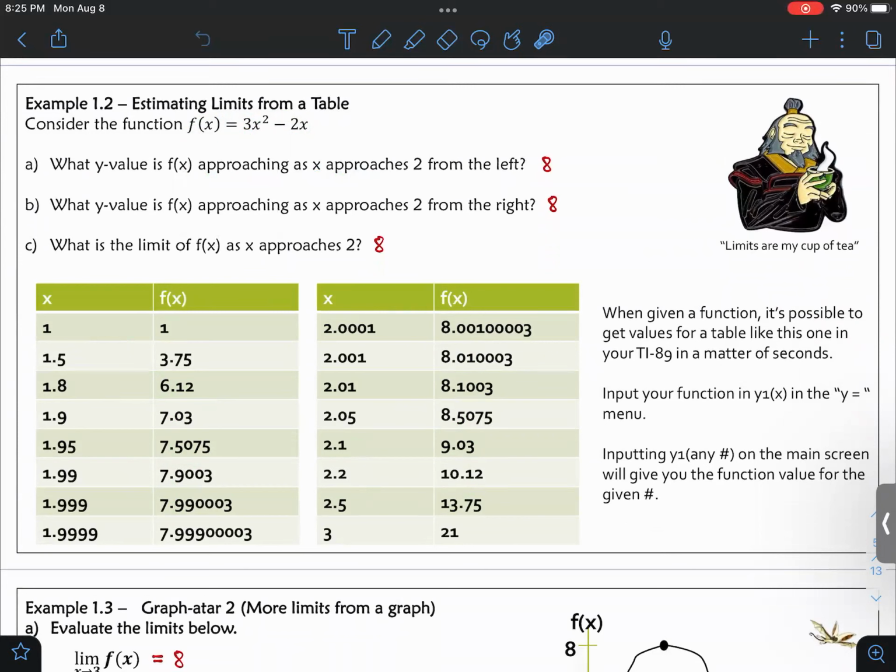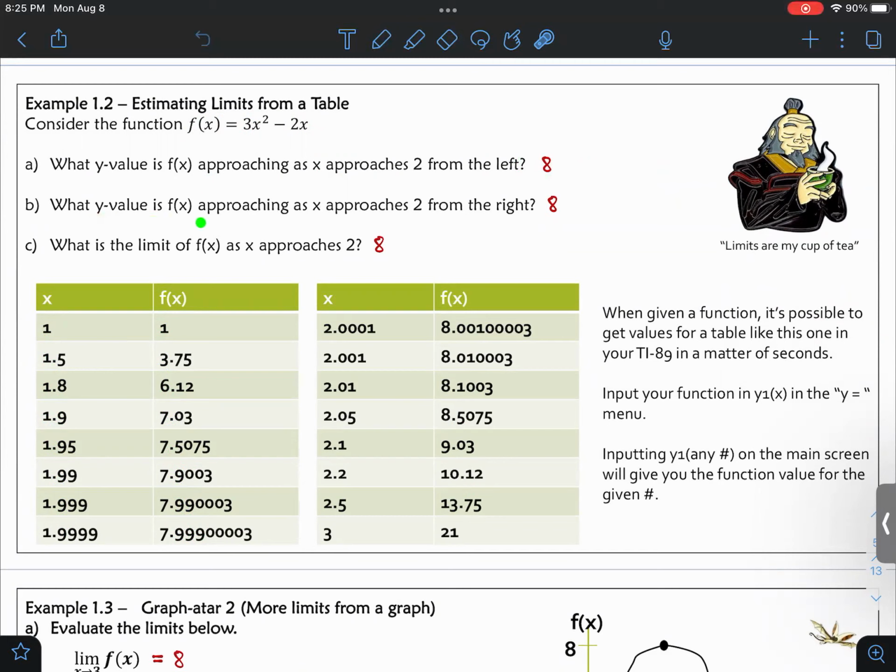So the strategy here would be to look at x values, notice where they're getting closer to 2 from the left. I'm looking down this first column here. These numbers are getting closer and closer and closer to 2. So if I look for a pattern in the f of x values or the y values here, what do they seem to be approaching? They seem to be getting really, really close to 8.